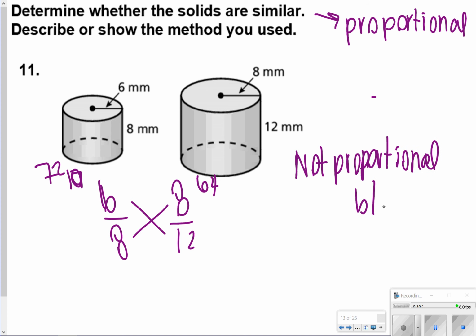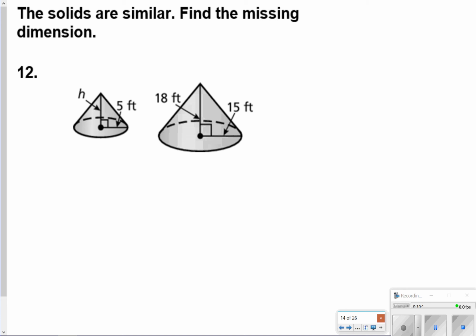And then you can say because that. Whenever you have your proportion, you cross multiply, they don't equal the same thing. Okay? Number 12 are proportional. We're just going to use that proportion to find the missing side. So we're going to do h to 5 and 18 to 15.